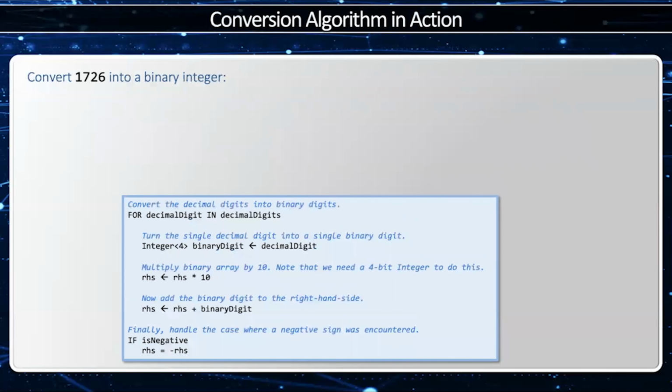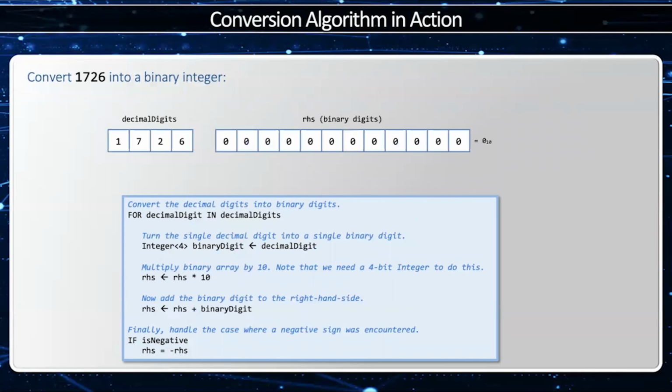I want to take 1726 and turn it into a binary integer. So I'm going to start with 1726, which is my decimal digits, and my binary digits are going to be all zeros initially. So I'm going to start with my first decimal digit, which will be 1, and I'm going to convert it into a binary digit, which is going to be 0001 binary.